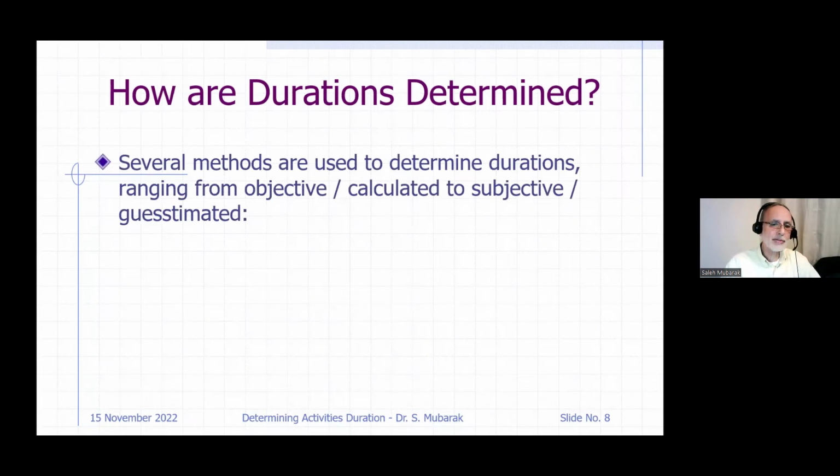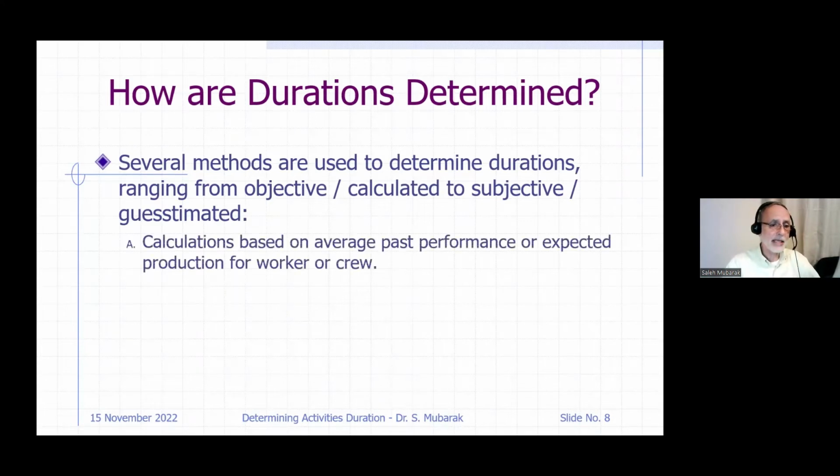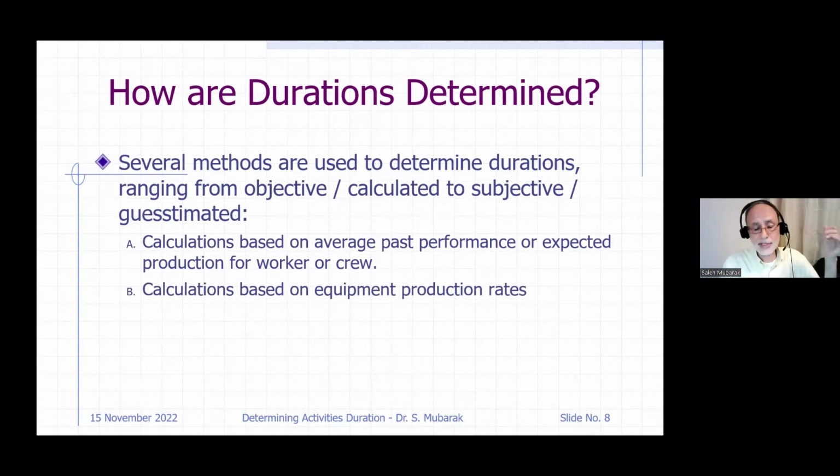How are those durations determined, calculated, or estimated? Sometimes we say estimated, calculated, and sometimes I say guesstimated. Calculations could be based on average past performance or expected production work rate. You know what your crew can do. They can be based on equipment production rates. If you're doing tunneling, for example, trenching, excavation, concrete pumping, the manufacturer's manual will tell you it can do such and such.